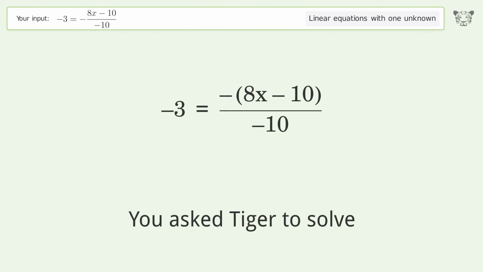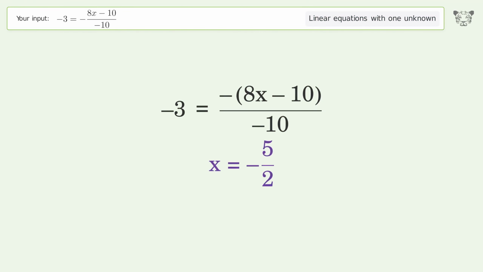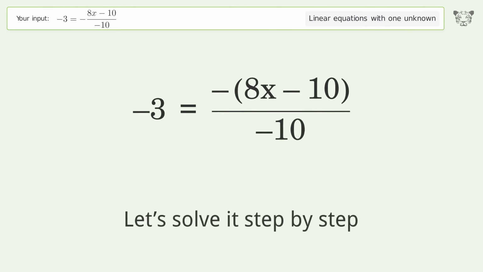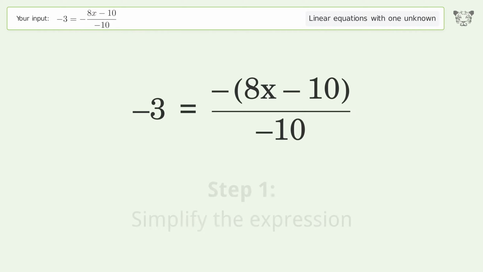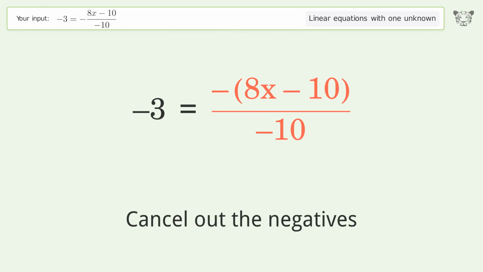You ask Tiger to solve. This deals with linear equations with one unknown. The final result is x equals -5/2. Let's solve it step by step. Simplify the expression. Cancel out the negatives.